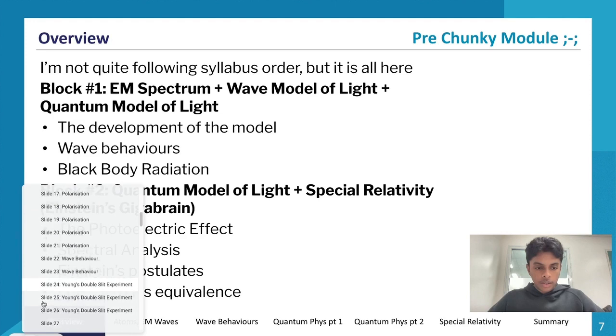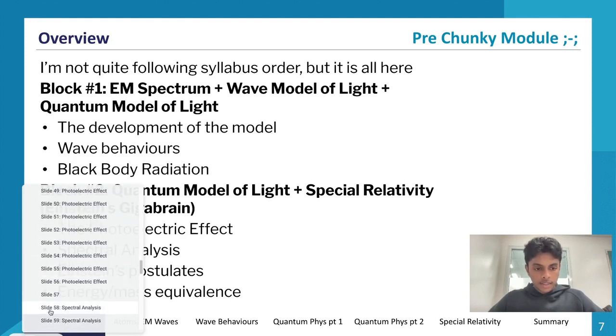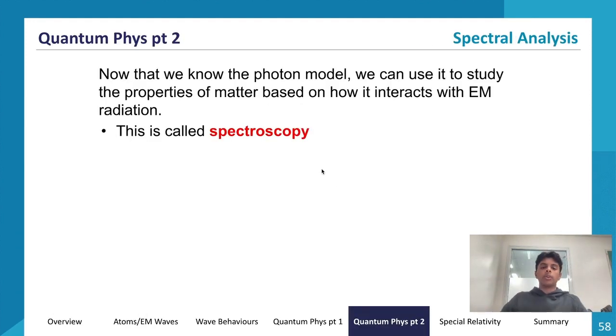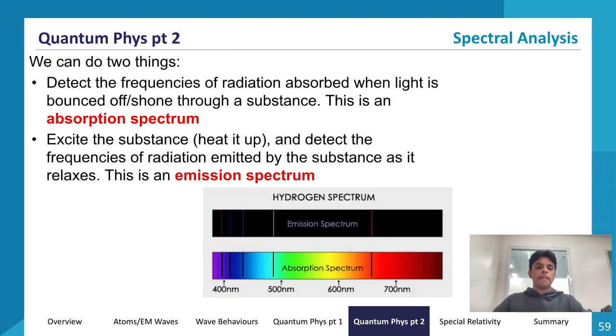So yeah, going back to slide, I think it was 58. What we call this is spectroscopy, studying the spectrum of the stars, or of EM radiation and how it interacts with EM radiation. So yeah, we can do two things now. We can detect the frequencies of radiation absorbed when light is shone through a substance, which is the absorption spectrum, so how much light it absorbs, or we can find the emission spectrum, which is how much it absorbs and then emits. So we excite the substance, and then we detect the frequencies of radiation emitted by the substance as it relaxes.